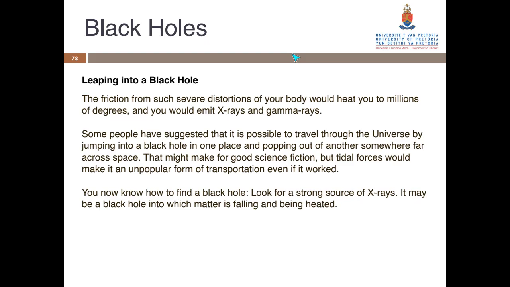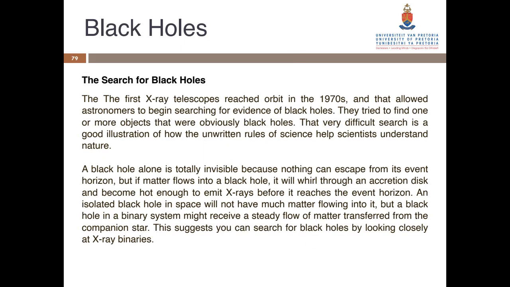X-rays, it may be a black hole into which matter is falling and being heated. The first X-ray telescopes reached orbit in the 1970s, and that allowed astronomers to begin searching for evidence of black holes. They tried to find one or more objects that were obviously black holes, and that very difficult search is a good illustration of how the unwritten rules of science help scientists understand nature.